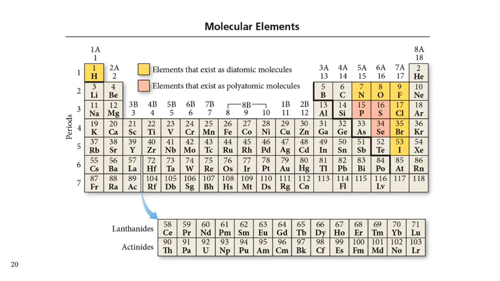So here's a periodic table highlighting the molecular elements. I mentioned phosphorus and sulfur. Selenium is also one of those. So I'm telling you about them, but I really don't care if you remember those. It's the yellow ones that we absolutely need to keep track of.